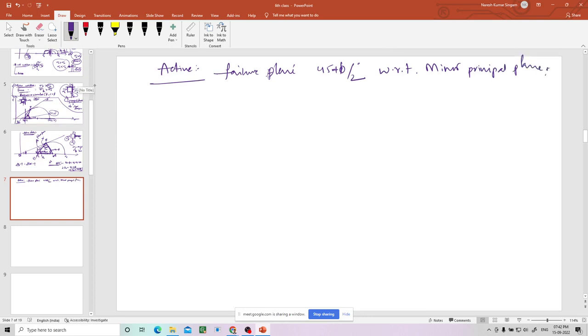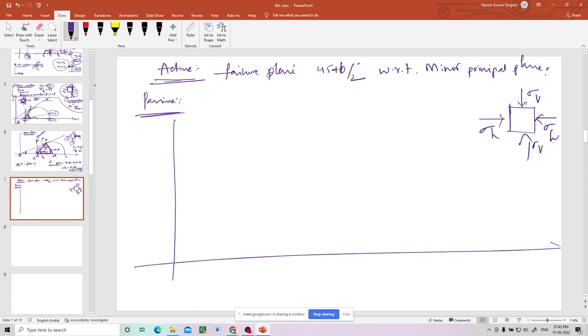But what about the passive state? That we don't know, right? We need to find that out. So in the passive state, sigma v, sigma h. Now again let us draw sigma and tau. So I am drawing the Mohr circle.